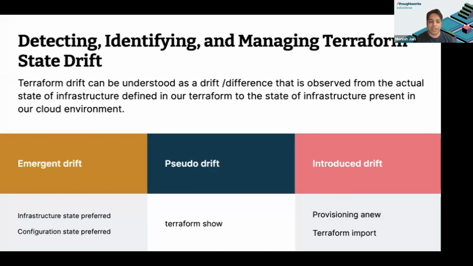Then we have pseudo drift, where there are changes in the list style or the subnet mappings, and Terraform show can help us to overcome those pseudo drifts. And then finally, there is introduced drift, where we have provisioned something new directly from the console, and we can use Terraform import to manage the Terraform state drift in a better way.